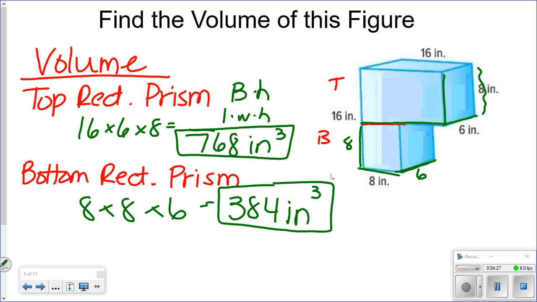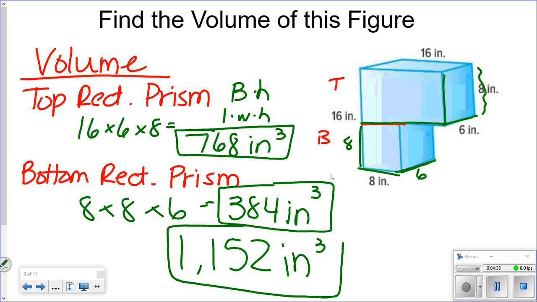Adding them together, this would be your answer. Inches cubed. That's it, right there. What? That didn't make sense. No, I did so bad. That's because you did surface area. I'm doing volume today.